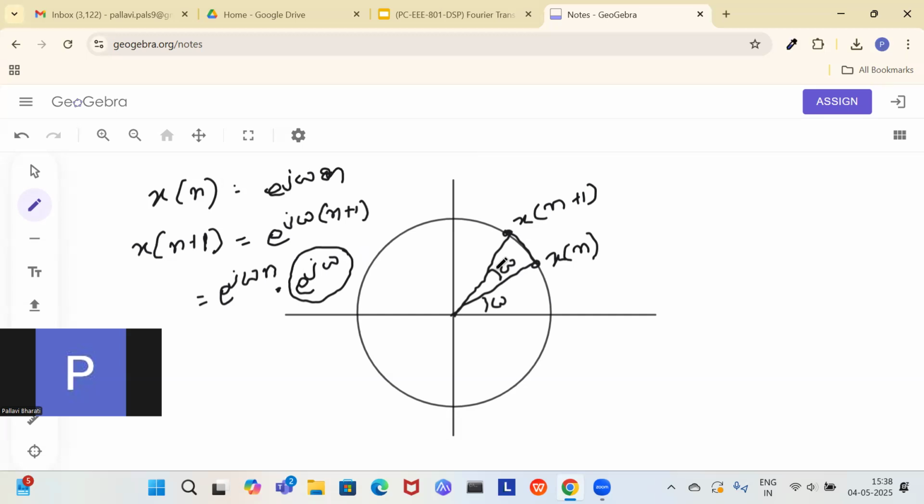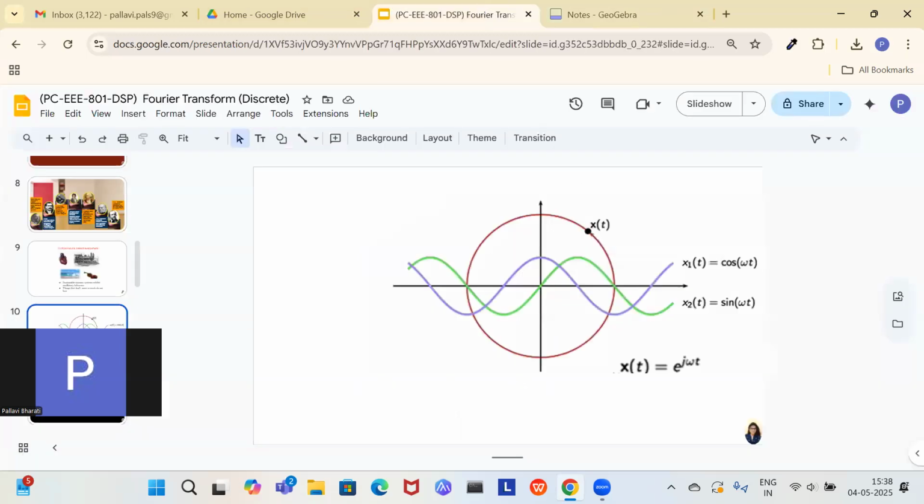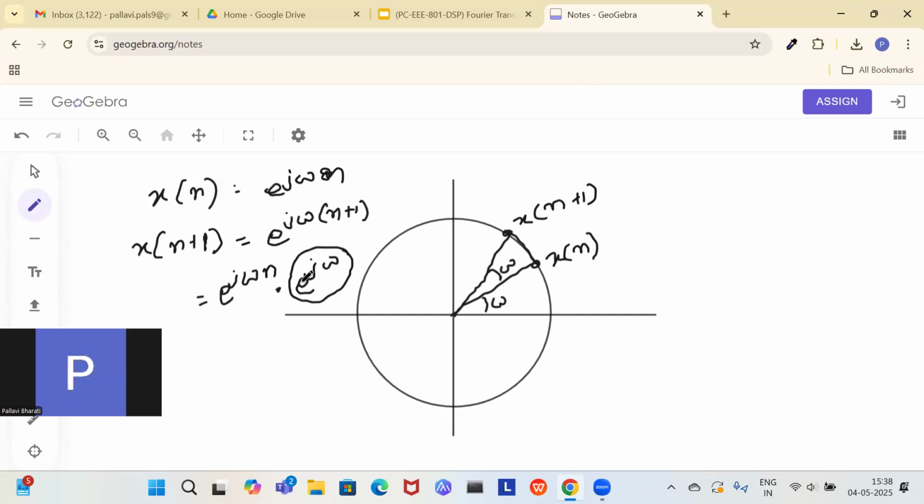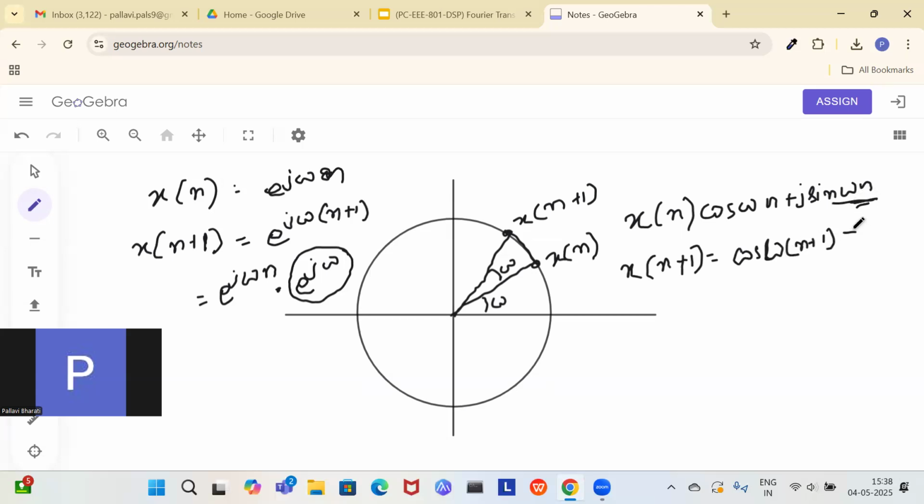an angle omega. This is why we use complex exponentials here: phase shift becomes simple multiplication. You are simply multiplying by e to the power j omega, which makes it easier to handle. Now, if it was written as cos omega n plus j sine omega n, and you want to find x of n plus 1, the next point, then you need to know the whole trigonometric formula, because it becomes cos of a plus b, and again sine of a plus b, since you will write omega n plus 1. So you need to remember all the big formulas, and the expression also becomes large, and you will have difficulty understanding.